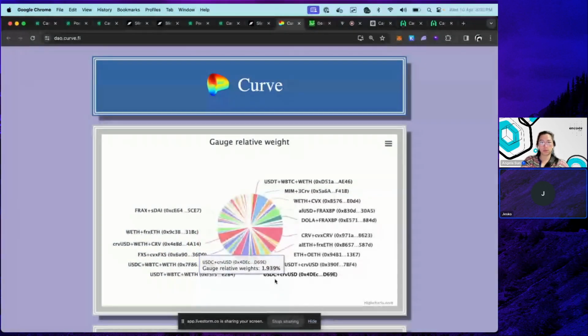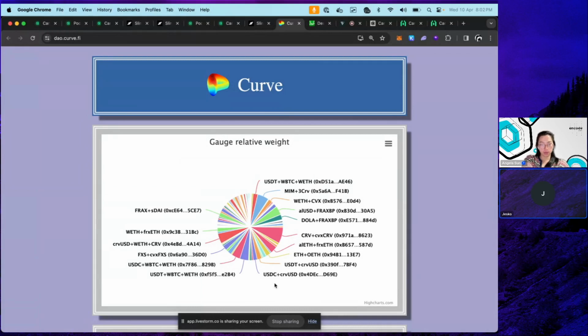So now, which pool is going to receive how many rewards is no longer decided by the Curve protocol, but instead the voters, the members of the Curve DAO, the people who have locked their Curve to get VE Curve, get a chance to vote and decide which pool is going to get how many emissions, right? So this is like the basic working of Curve.